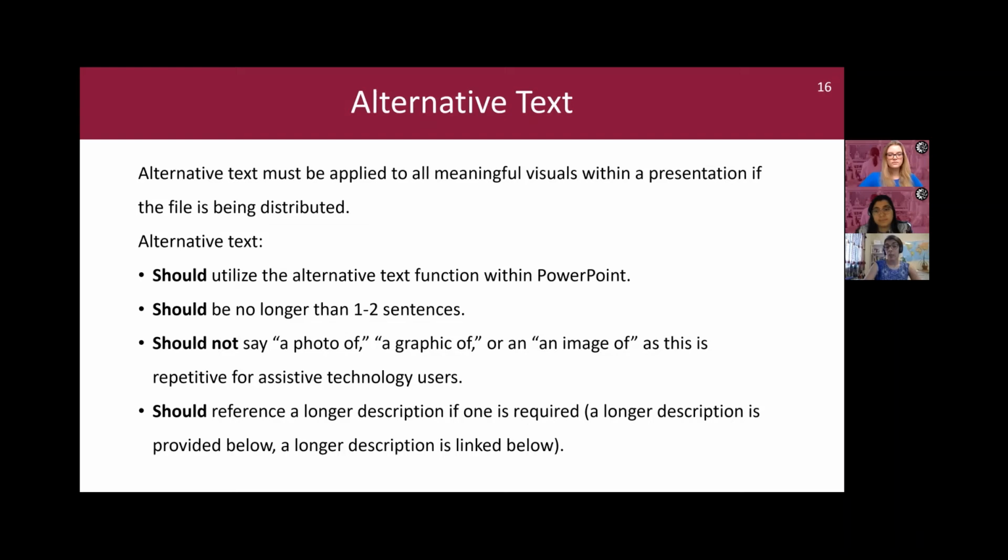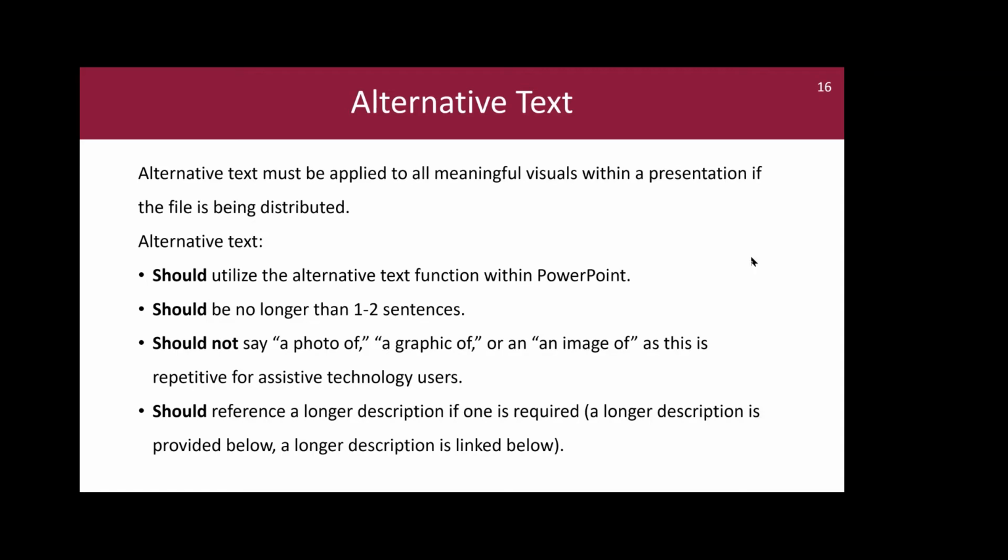Alternative text, we already talked about that. This is usually for people that are blind or have visual impairments. So it's really important to explain the visuals that we have in the PowerPoint. Again, a verbal explanation is one way of doing it, but if you're providing the document to people, you need to make sure that you have alternative text for each image that you're providing. It should be very brief.